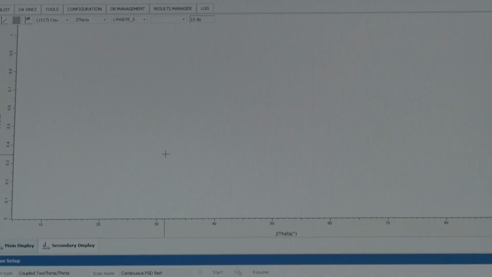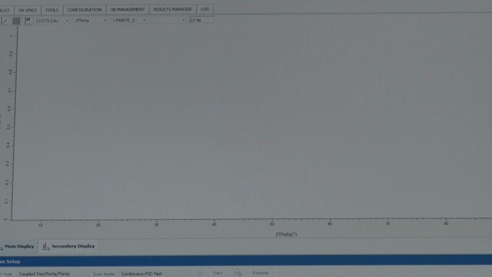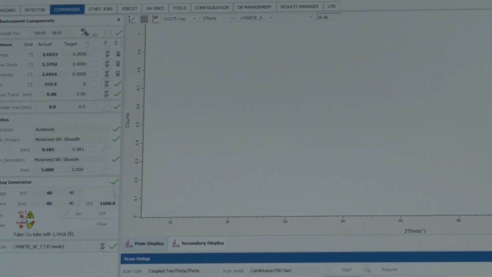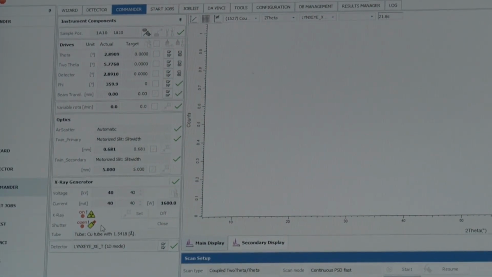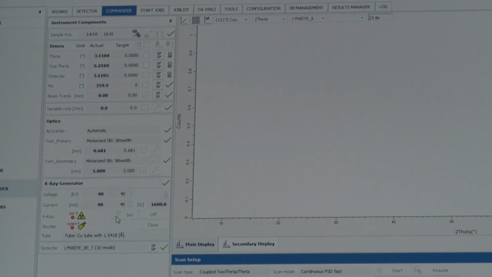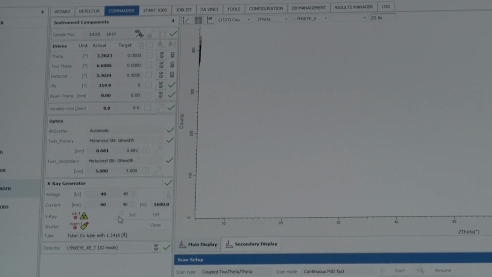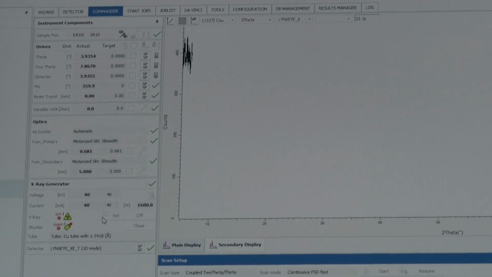You can see that after starting the measurement, the shutter has opened, which means that the X-rays are falling on the sample and going to the detector. The machine has started the measurements and the diffractions are being displayed in the form of peaks.